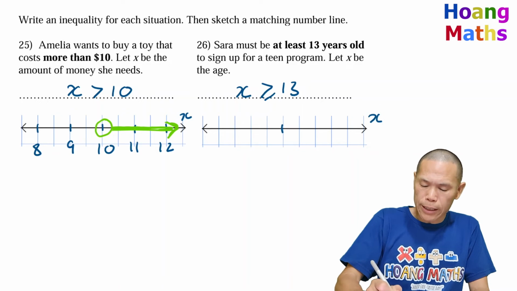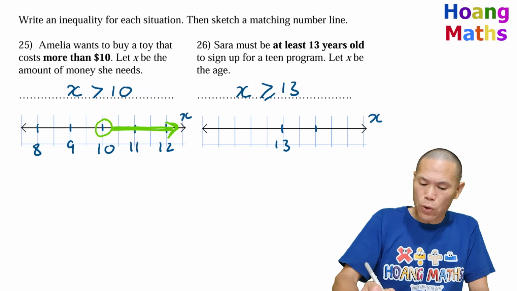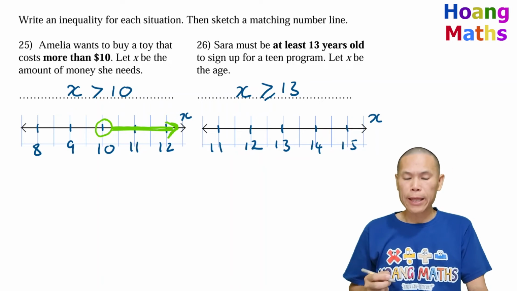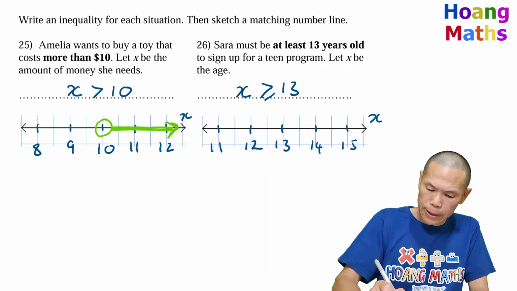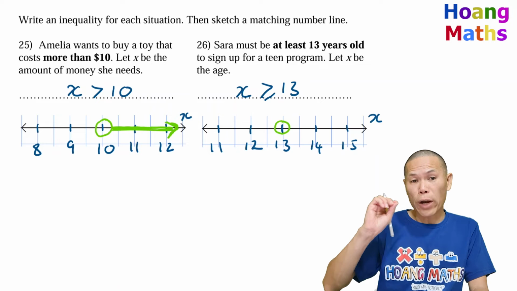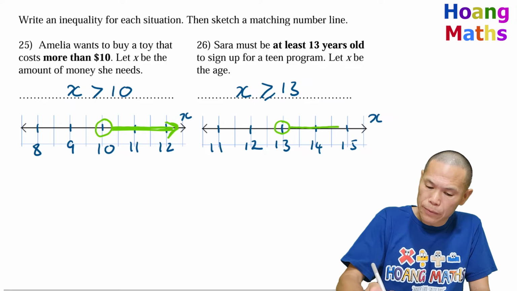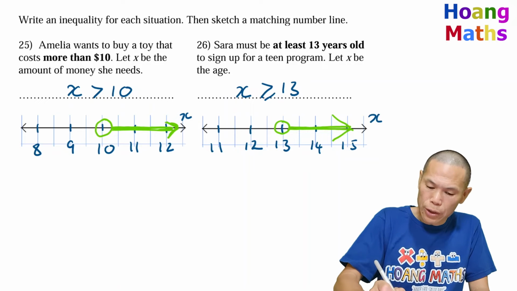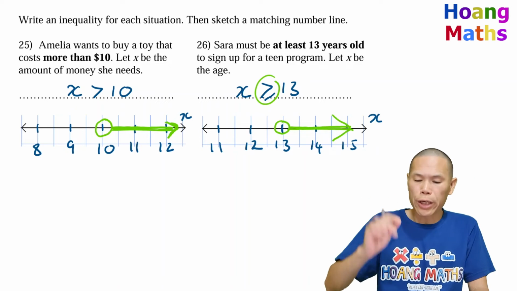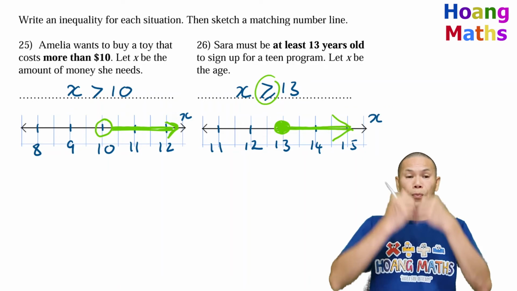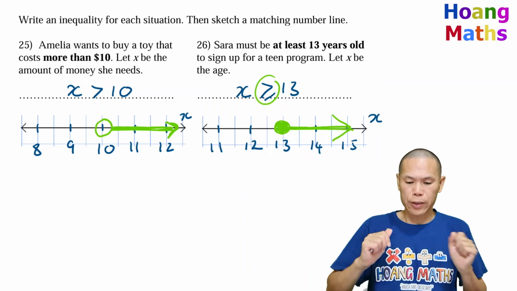Let me just write 13 here, right in the middle somewhere. 14, 15. This is 12, 11, something like that. And we circle 13. The numbers greater than 13 are on the right hand side of 13, right? So these numbers. There you go. Because of greater than or equal to, we need to fill up the circle. There you go, and I hope you got it correct.